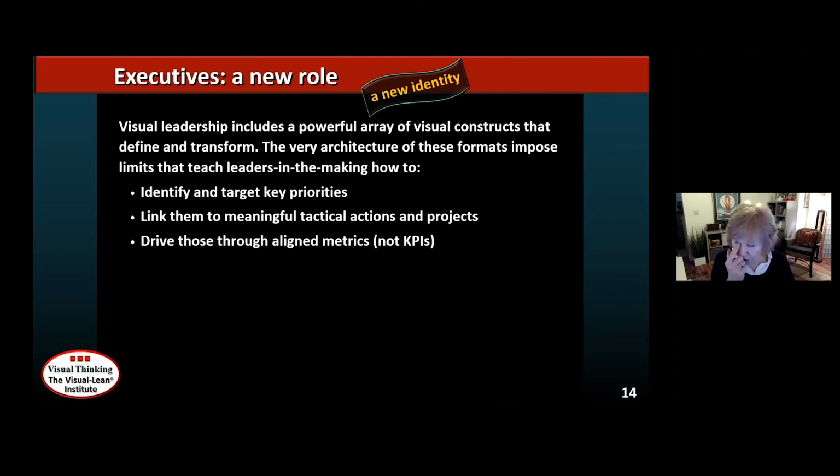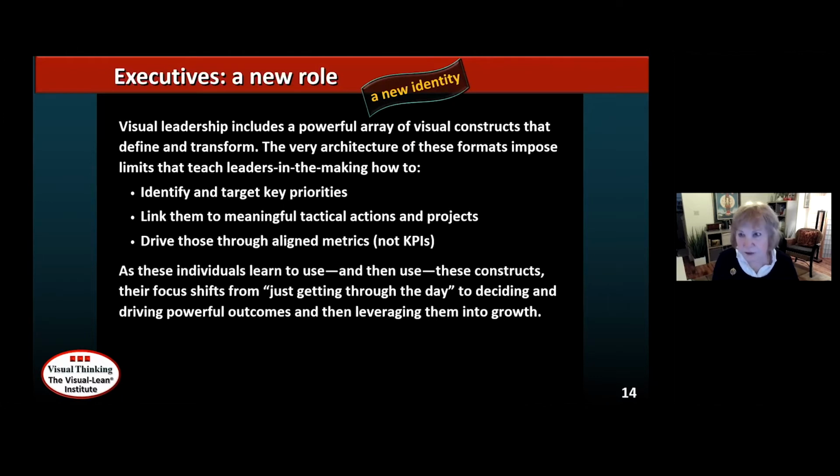I call them visual metrics. They are not KPIs, and we won't have time to actually investigate changing a KPI into a metric, but I want you to know that there's a difference. I'll be showing you other things, but that particular avenue will take more time than we're allowed today.